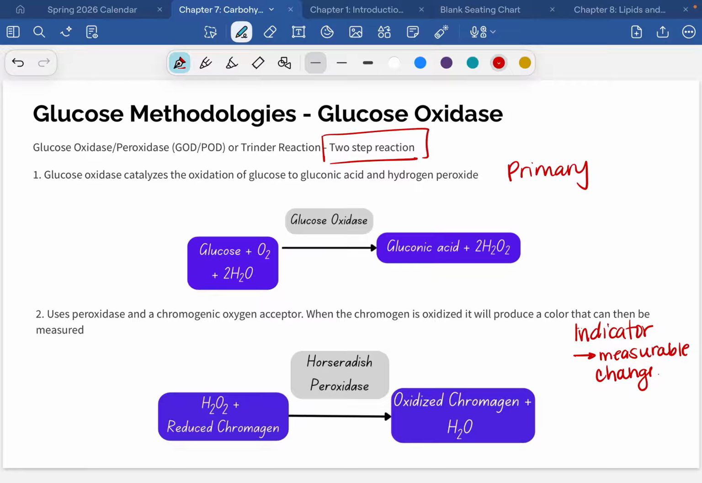So in our first methodology for glucose, this is the glucose oxidase methodology, also known as glucose oxidase and peroxidase because of that peroxidase secondary reaction, which is called GOD or POD, and it's also called the Trinder reaction. For my ASCP-taking MLS majors, Trinder reaction is a word that the ASCP loves to ask you about. The glucose oxidase methodology is called that because the primary reaction uses the glucose oxidase enzyme.